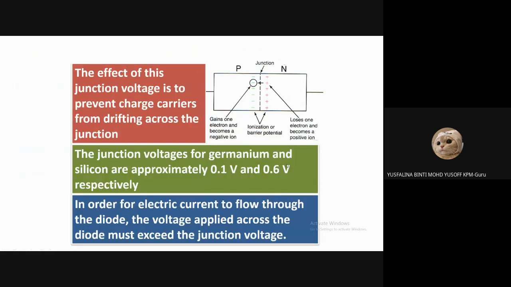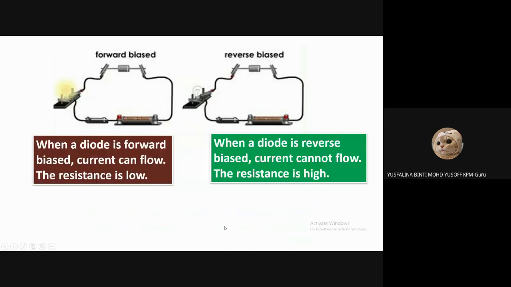So the effect of this junction voltage, as I explained just now, is to prevent the charge carriers from drifting across the junction. If you don't have the junction voltage, it will keep moving from P to N, with no end. The junction voltage for germanium and silicon is approximately 0.1 and 0.6. In order for the electric current to flow through the diode, the voltage applied across the diode must exceed it. This is no problem because the smallest voltage we have is 1.5.